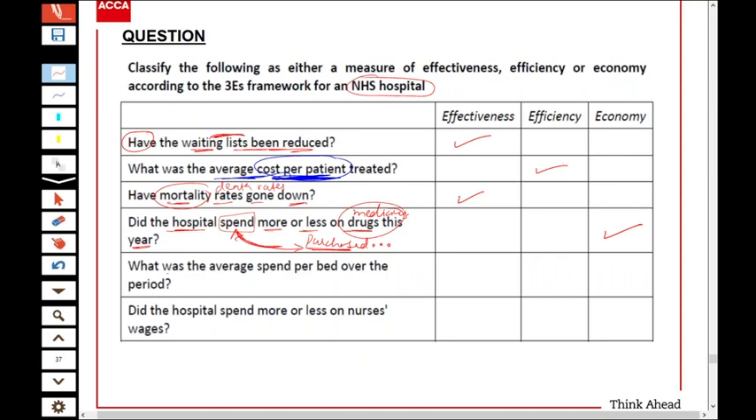Next, what was the average spent per bed? Average spent per bed over the period. That is again cost per bed. That is cost per unit, and that is the efficiency. Anything which is being measured per unit is the efficiency.